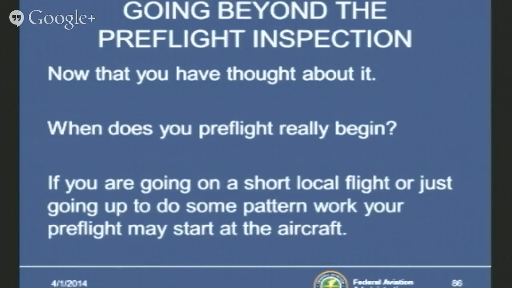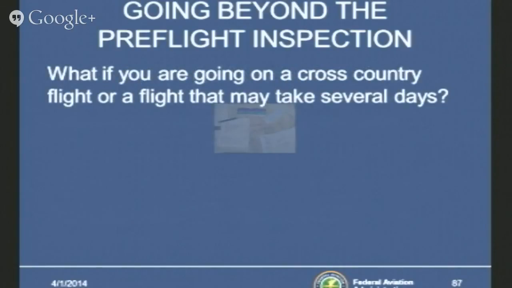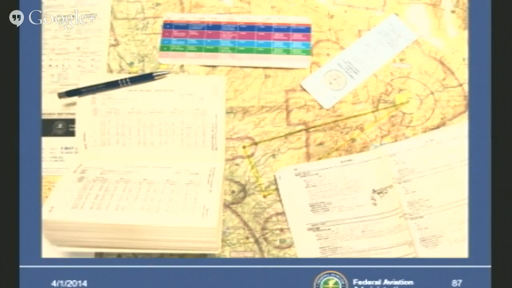If you're going on a local flight or just going up to do some pattern work, your pre-flight may start right there at the aircraft. What if you're going on a cross-country flight or a multi-day flight? Where should it start? Plan your route of flight, check your weather forecast early and again before takeoff. Check your aircraft performance compared to your destination airport and any alternate airports along your route. You need to check your weight and balance, calculate what fuel you'll need, and you need to file a flight plan. Where would you do most of those tasks? Maybe at home.